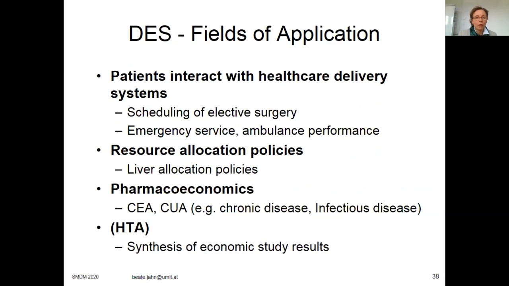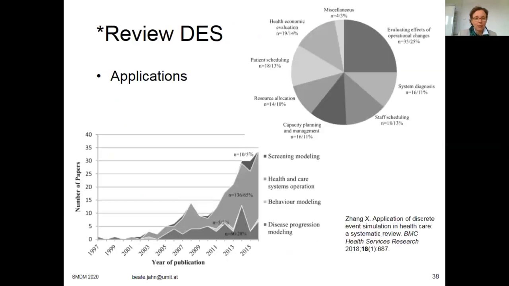Fields of application. First of all, when patients interact with the healthcare delivery system, so this could be the scheduling of elective surgery, also for resource allocation policies. For example, there have been modeling projects on liver allocation policies, where the donated livers are a scarce resource. And it is also applied for pharmacoeconomic evaluations. So we see evaluations for cost-effectiveness analysis, cost-utility analysis, for example, for chronic diseases, but also for screening in cancer. And from time to time, we also find application within HTA, health technology assessment.